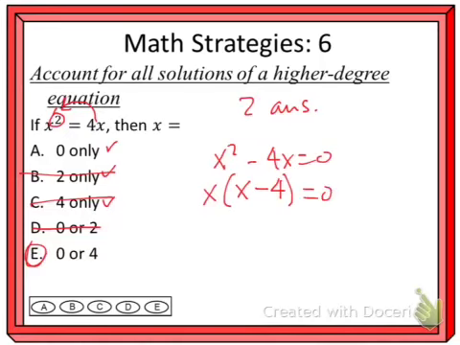And then I apply what is called the zero product property, that if I have 2 things that multiply up to 0, at least one of them has to be 0. So here, x could be 0, or x minus 4 could be 0. Add the 4 over and I get x equals 4. So same answer as before, just doing it algebraically rather than guessing and checking. So answer E.